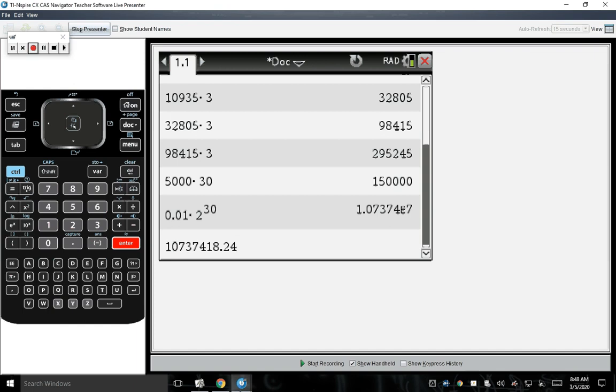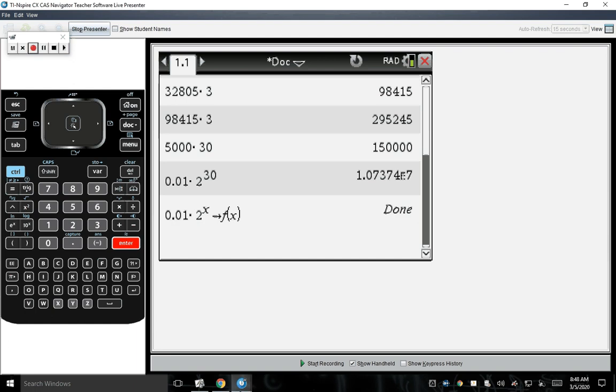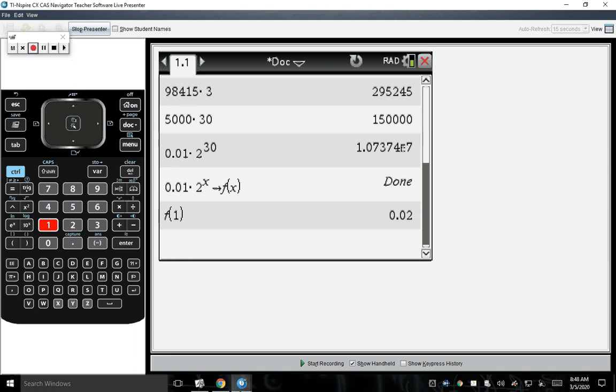Let's try to do this. So real quick, what I'm going to do, and I'm going to show you this because I want you to learn, is 0.01 is our initial value. We're going to multiply by 2 raised to the x power, and I'm going to control vars. I'm going to store this as f of x. So if I wanted to know how much money do I have on the first day, I could press f of 1, or after the first day, after 1 day has passed.